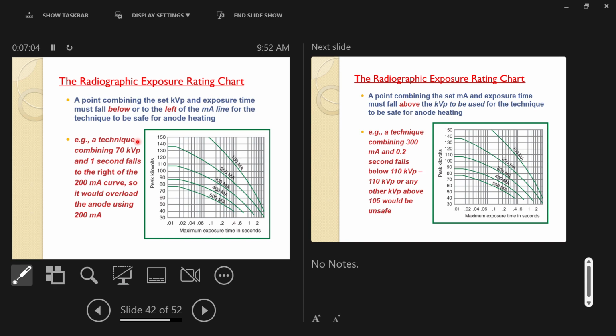So let's say we want to go to 80 kilovolts and 300 MA. What's the maximum time our system can use without overloading it? So go to 80 kilovolts, move horizontally until you run into the 300 MA arc. And then the line you ran into, follow that down, and you're at 0.2. Your maximum exposure time is 0.2 seconds.